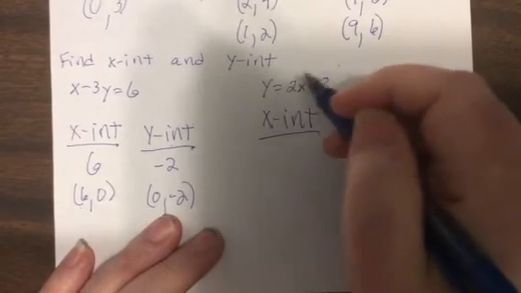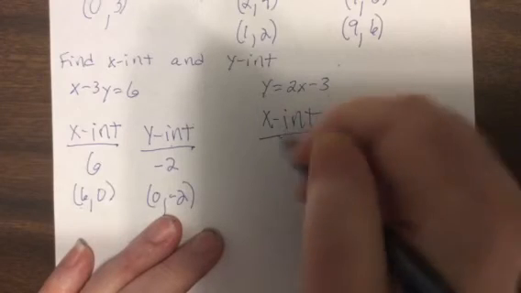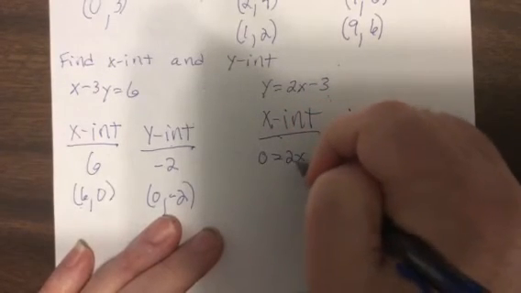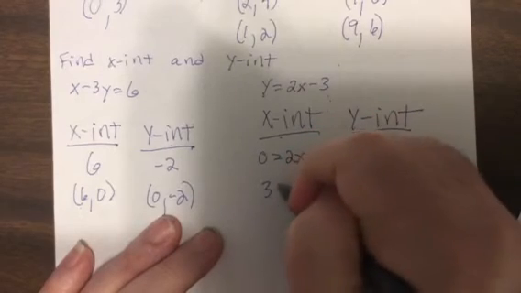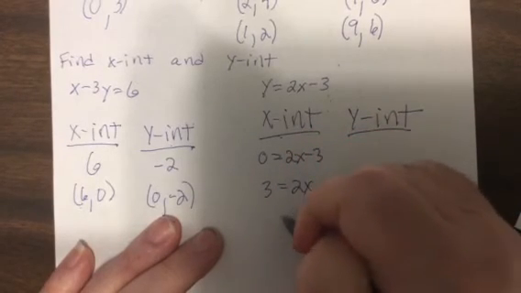Put 0 in for y to find the x-intercept. So you'd have 0 equals 2x minus 3. Add 3, divide by 2.